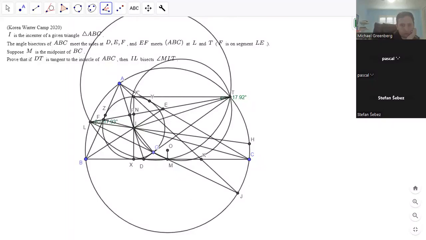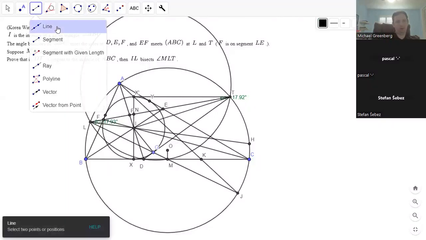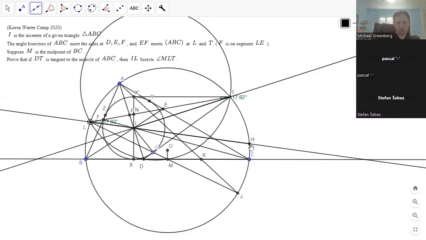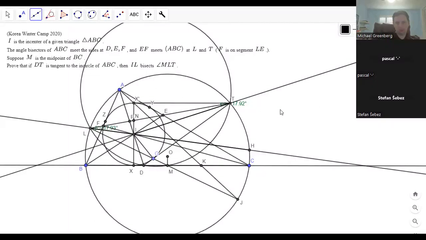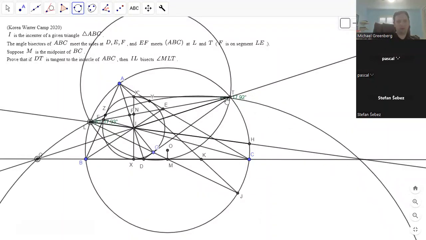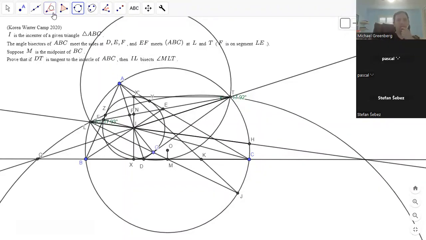I have a couple of ideas. Okay. We want to show that X prime TI is ILT. Yes. So we can extend LI and TI to meet BC. Okay. And then we would want to show that we have a cyclic quadrilateral. All right. And as I've checked, this quadrilateral is cyclic even when the condition is not there. Okay.